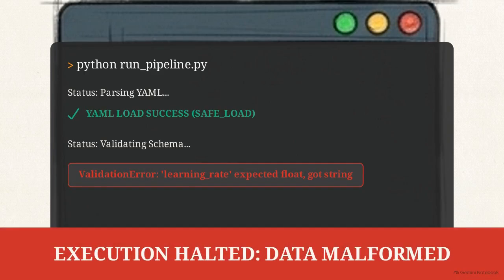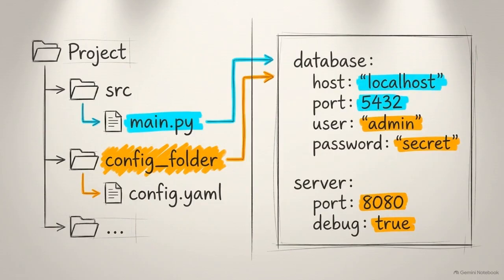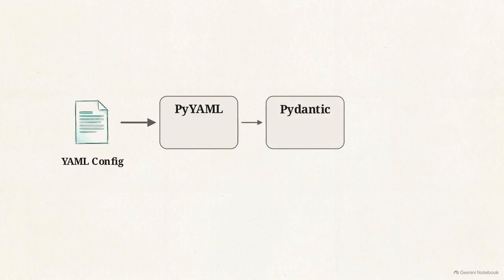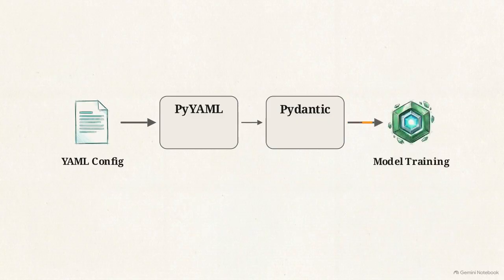Let's revisit our machine learning pipeline, which is now fully decoupled. This diagram shows the new execution loop. An engineer updates the hyperparameters in a clean, readable YAML file. That data moves through PyYAML, safely loading into inert dictionaries. Pydantic then validates the types, ensuring the pipeline won't crash mid-execution because of a malformed data type. The training protocol launches immediately, without requiring a single manual change to the actual Python source code.